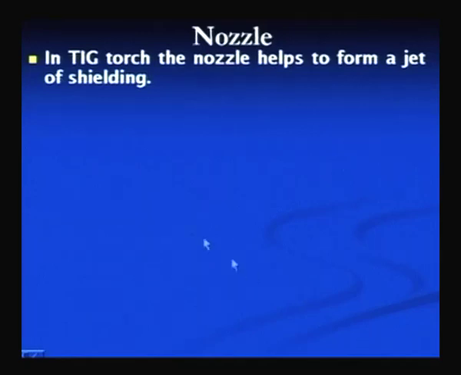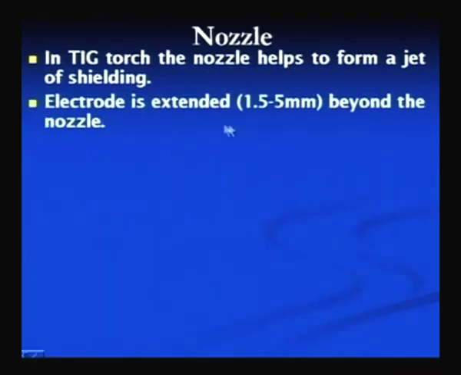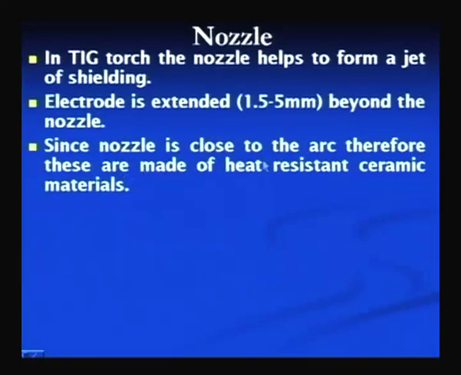Here we can see the things in detail about the nozzle. The nozzle helps to form a jet of the shielding gas, and normally the electrode is projected beyond the nozzle, so that an arc can be struck between the electrode and the workpiece. This projection of the electrode from the nozzle can be in the range of 1.5 to 5 mm. Normally for joining corners and fillet welds, a smaller nozzle and smaller projection of the electrode from the nozzle are used, while conventionally it is kept in the range of 4 to 5 mm.